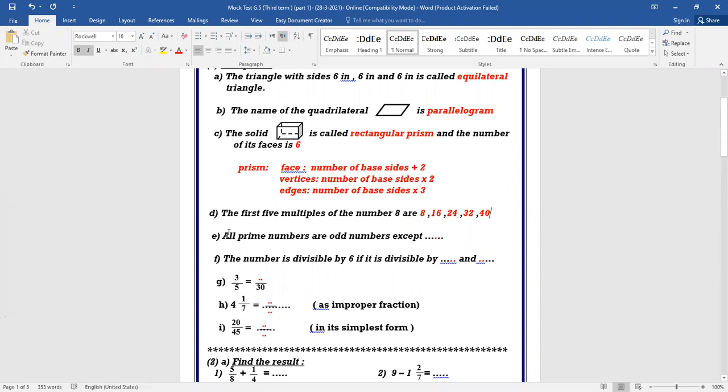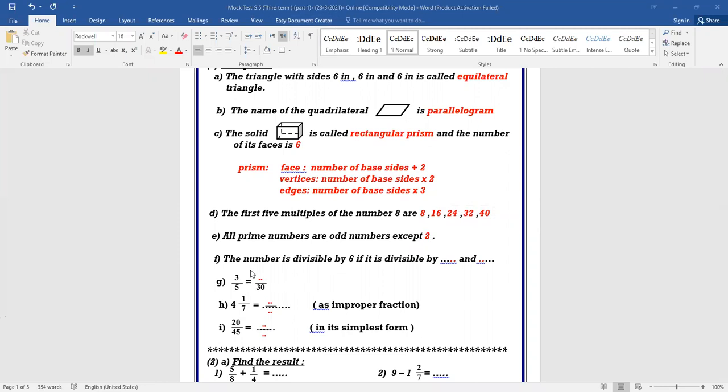Letter E. All prime numbers are odd numbers except. Yes. We don't write the 0 in the answer. It's not important because 0 is a multiple for all numbers, and you can start from 8. No problem. All prime numbers are odd numbers except 2, because 2 is the only even prime number. Thank you.